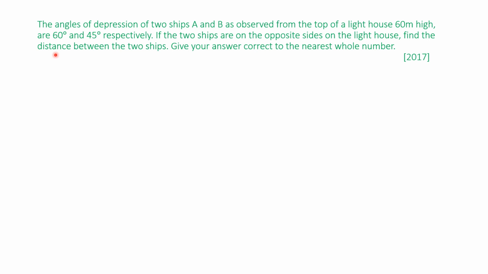So the third question: the angles of depression of two ships A and B as observed from the top of a lighthouse 60 meters high are 60 degrees and 45 degrees respectively. If the two ships are on opposite sides of the lighthouse, find the distance between the two ships. So let's draw the figure. There is a lighthouse over here, and this is the sea.